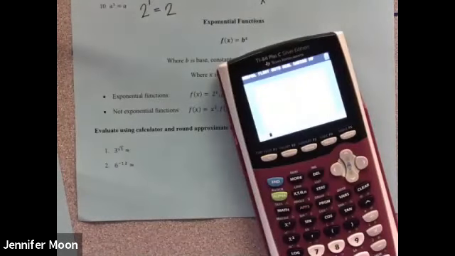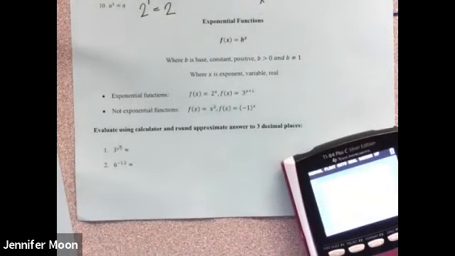So for problem 1, it says to evaluate using a calculator and to round the approximate answer to 3 decimal places. In your homework, it'll tell you how many decimal places to round to. It'll tell you to evaluate it. It's an approximate answer, so it's not equal, right? It has the little approximation symbol.